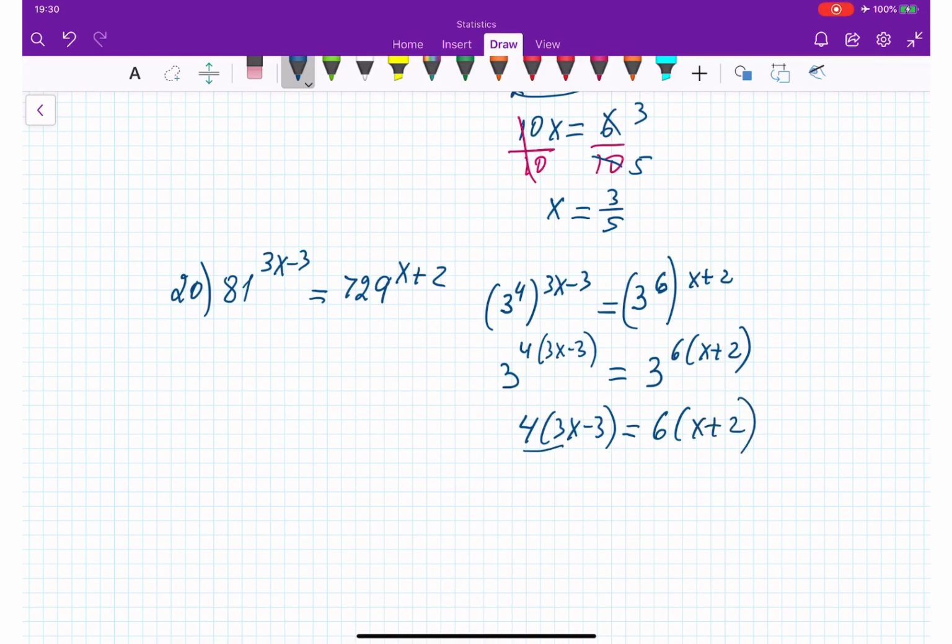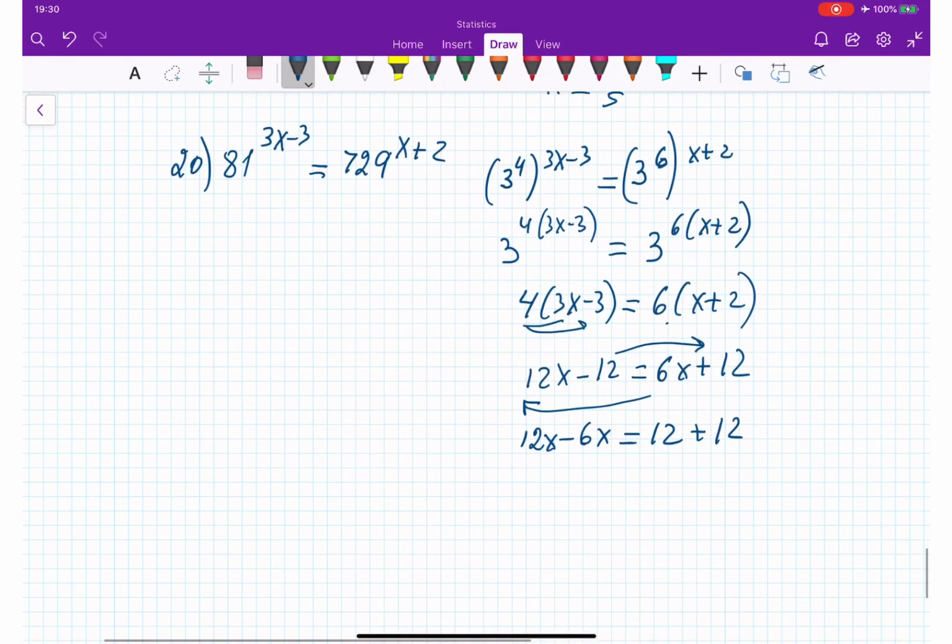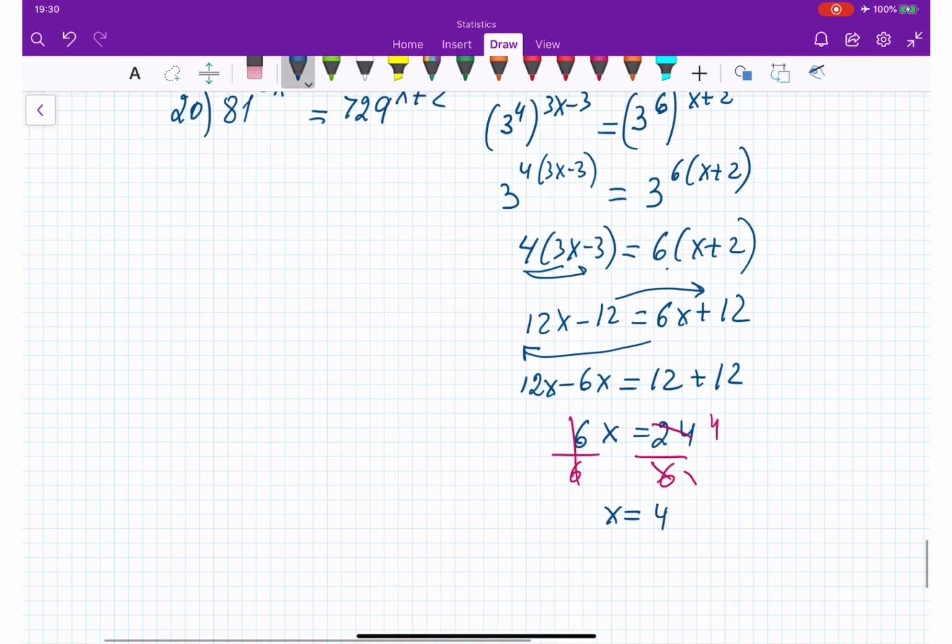Okay, 4 times 3x is going to be 12x. 4 times negative 3 is minus 12. Here it's going to be 6x plus 12. All right, moving 6x to this side will become negative. Negative 12 moving to this side will be positive. So we get 12x minus 6x. We get 12 plus the other 12. 6x is equal to how much? 24. So we divide by 6. This is gone. This is 1 and 4. And we get x is equal to 4.